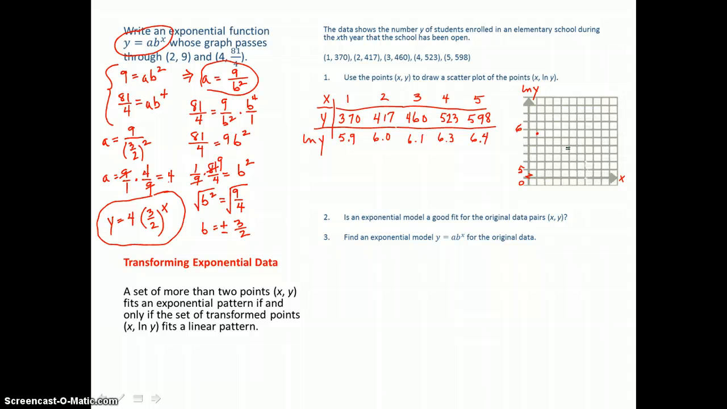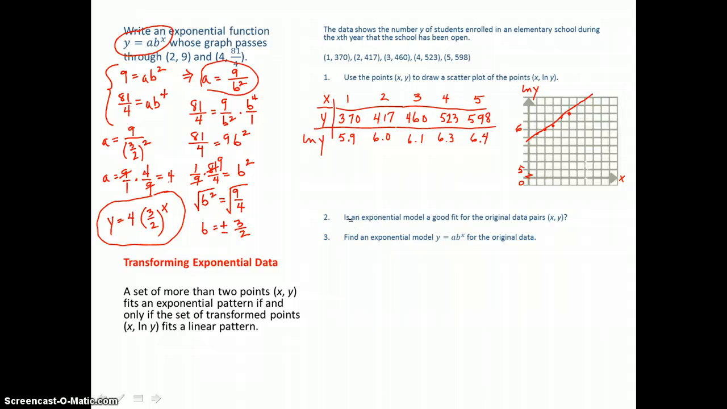The second ordered pair is (2, 6.0). The third ordered pair is (3, 6.1). The fourth one is (4, 6.3). And the fifth one is (5, 6.4). Now you can see that in this scatter plot, the data forms a line. I can draw a best fitting line through that data.